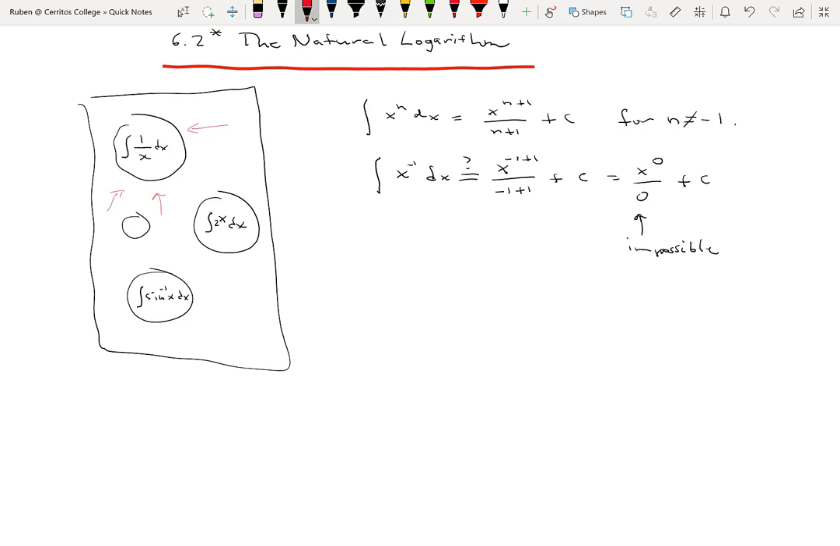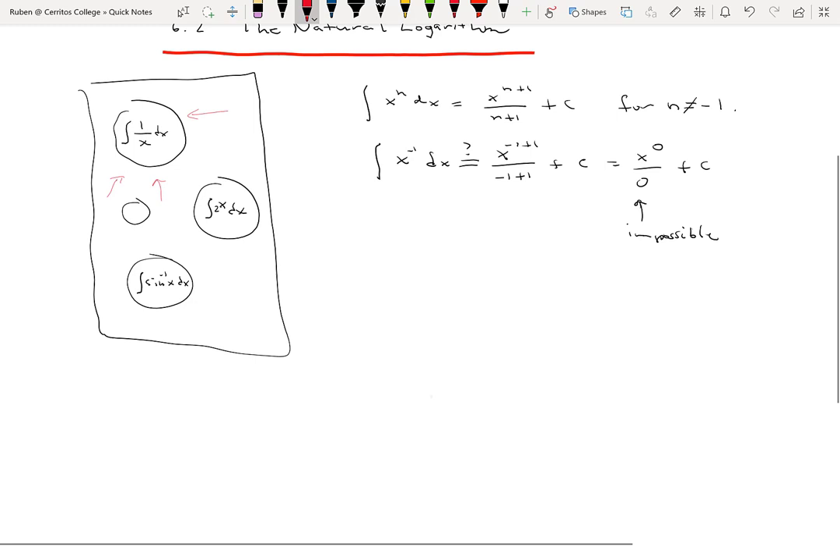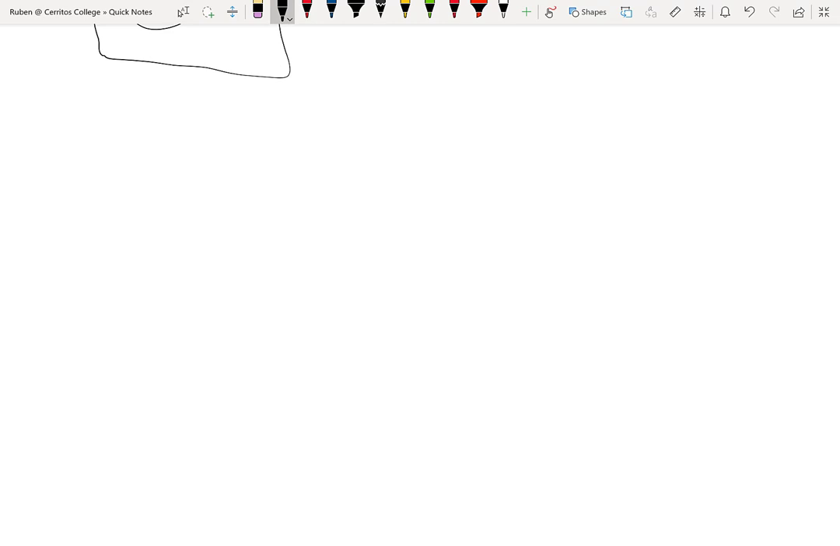To do that, we're going to introduce a new function in probably a very strange way for you. The function is not new to you. You studied this kind of function in pre-calculus, but we didn't define this function this way in pre-calculus. The function is called the natural logarithm, and it's abbreviated ln x.